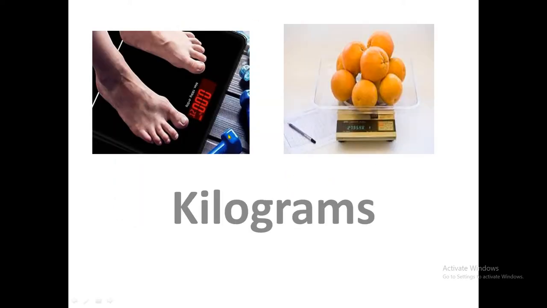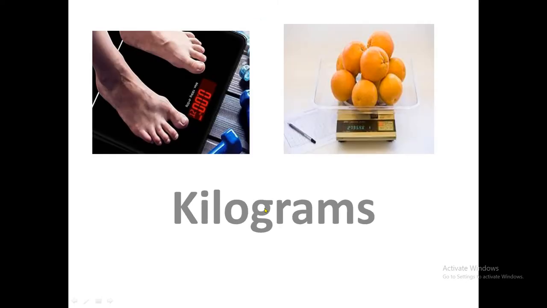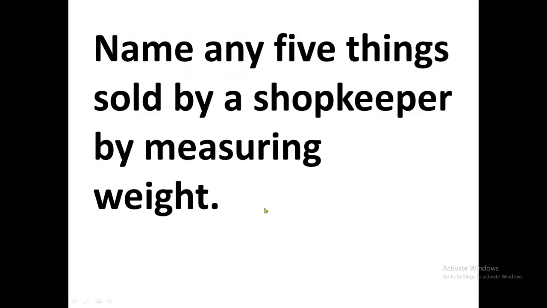We use the units kilograms and grams. These are the units to measure weight. Like if we want to measure the weight of so many oranges, we use kilograms. And if we want to measure the weight of ourselves, then again we use kilograms, right? Otherwise we use grams. Like if we want to measure the weight of an apple, we use grams. So grams and kilograms, these are the units to measure the weight.